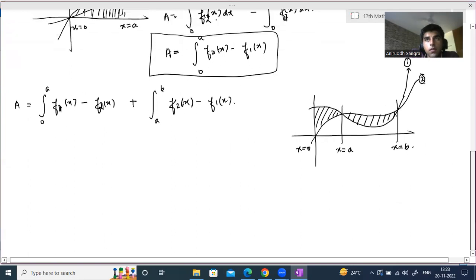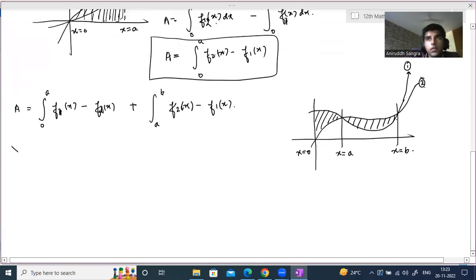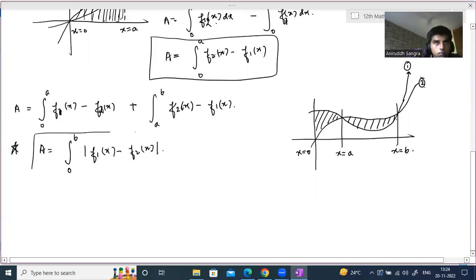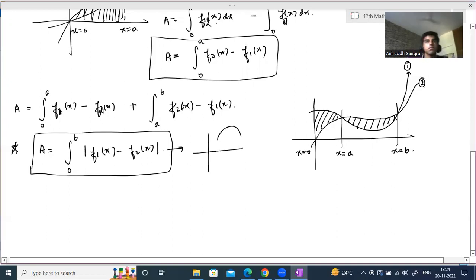Now instead of that, if I do area is equal to the integral of 0 to b of mod of f1x minus f2x, can this work? The point is this: we integrate the whole thing and forget which function is bigger where. This formula works if, let's say, the curve were like that.